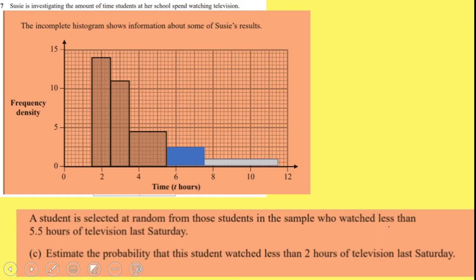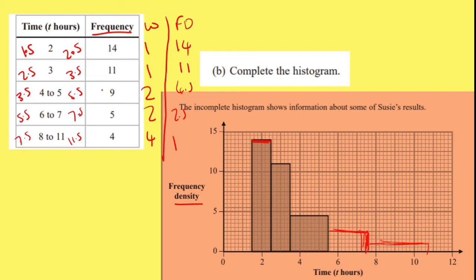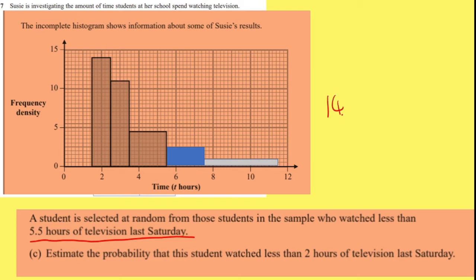Okay. Now, a student is selected at random from those in this sample who watched less than 5.5 hours of TV. Estimate the probability the student watched less than 2 hours of TV last Saturday. So less than 5.5, and so you just think, I can just read that off my thing because less than 5.5 is going to be these three bars here. Yeah, so 14, 11, and 9. Okay, so that's my entire range. People above 5.5 are not included.